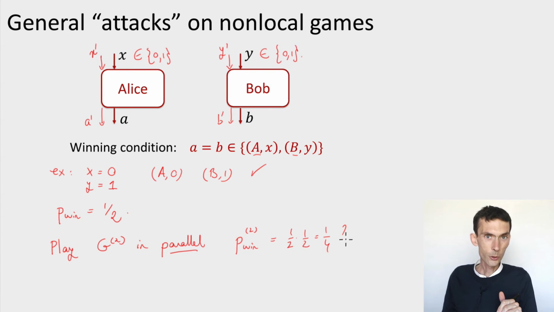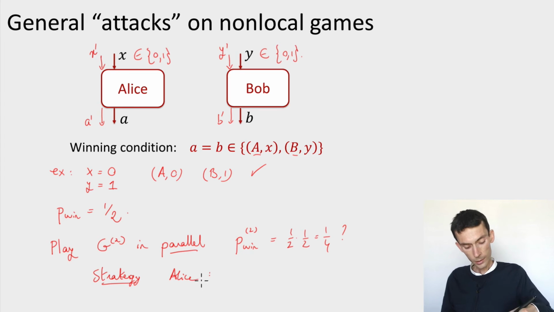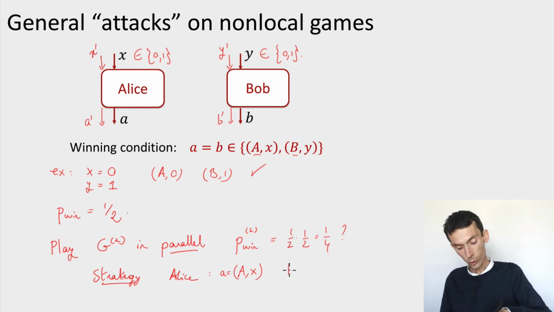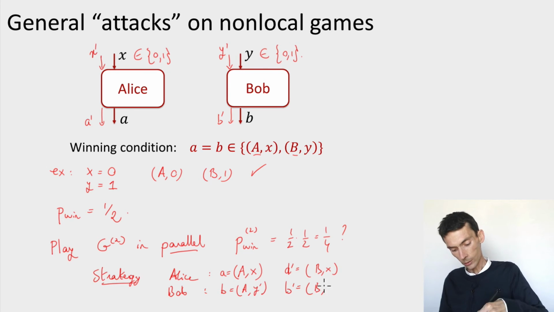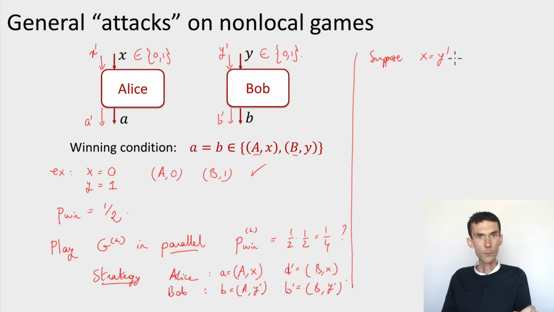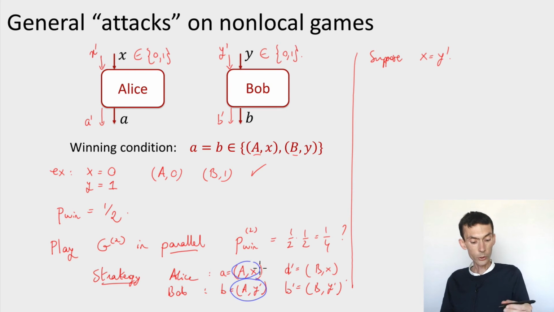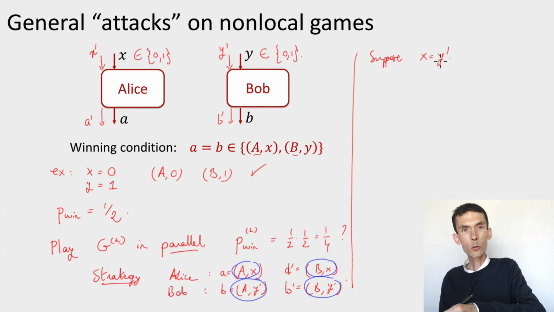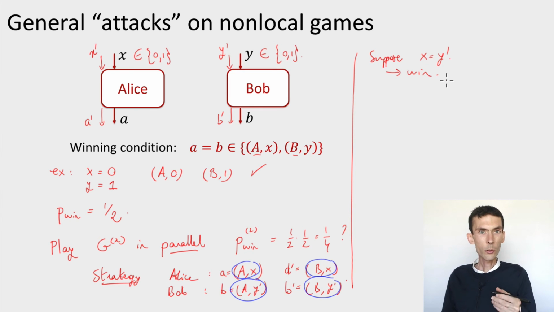So here's a strategy that they can play. Alice will always say A X for her first answer, and for her second answer, she'll say B X. And Bob, for his first answer, will always say A Y prime, and for his second answer, will say B Y prime. Alright, so that's their answers. Now suppose X is equal to Y prime, okay? Alice's first input is equal to Bob's second input. Well, if X is equal to Y prime, then these two match, and they're correct, because Alice's input was an X in the first execution of the game, and these two also match, and they're correct, because it's true that Bob's input in the second game was Y prime. So if X is equal to Y prime, then they win. If it's not, then you can check that they lose.